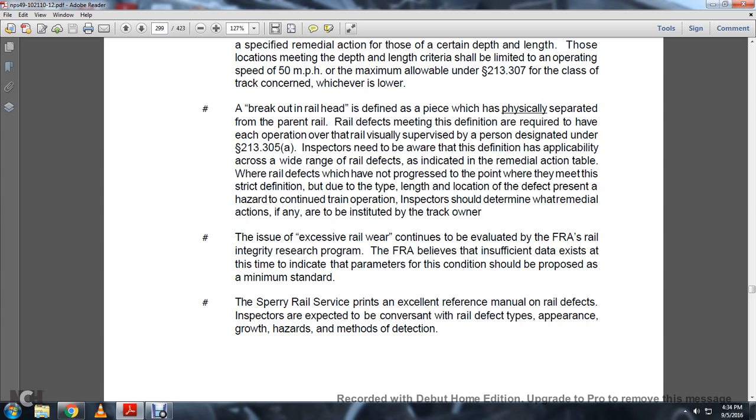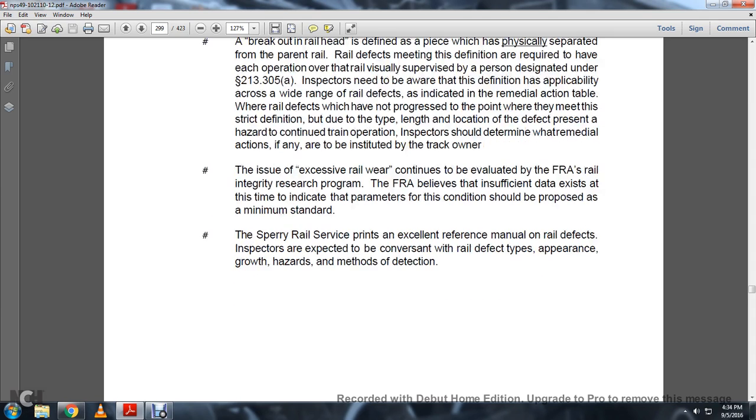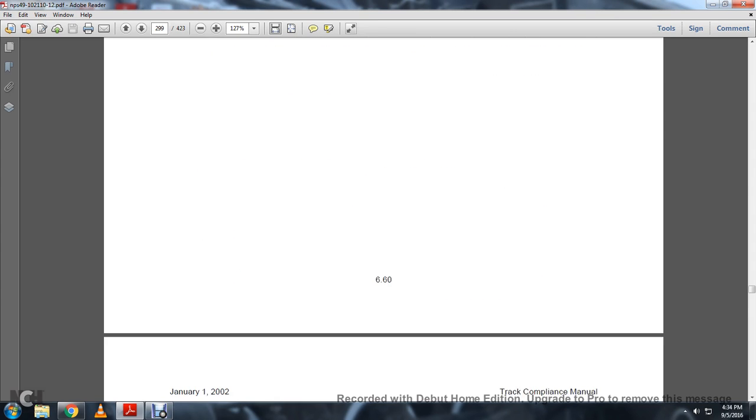The issue of excessive railhead wear continues to be evaluated in the FRA Rail Integrity Research Program. The FRA believes insufficient data exists from which parameters for such a condition could be proposed as a minimum standard. The Sperry Rail Service prints are an excellent reference manual on rail defects. Inspectors are expected to be conversant with rail defect types and appearances, growths, hazards, and methods of detection.